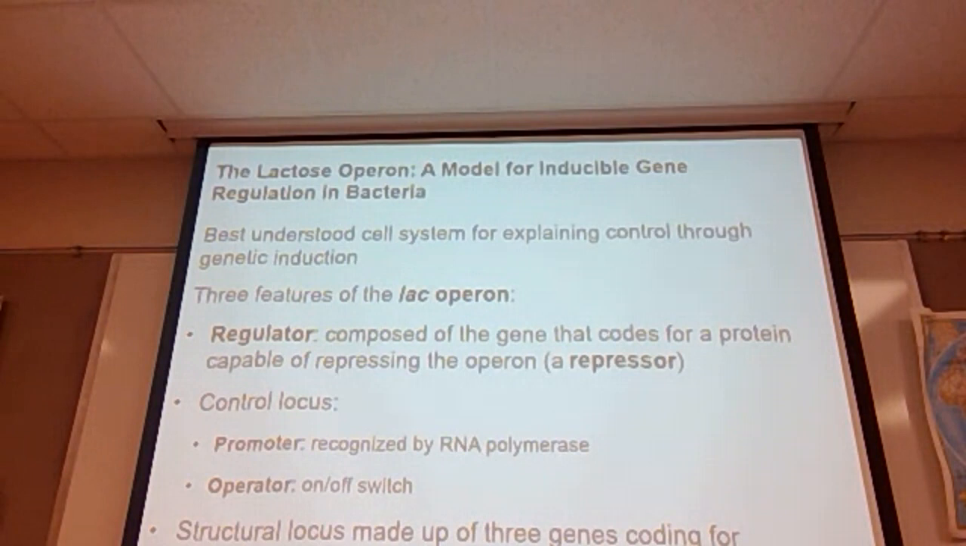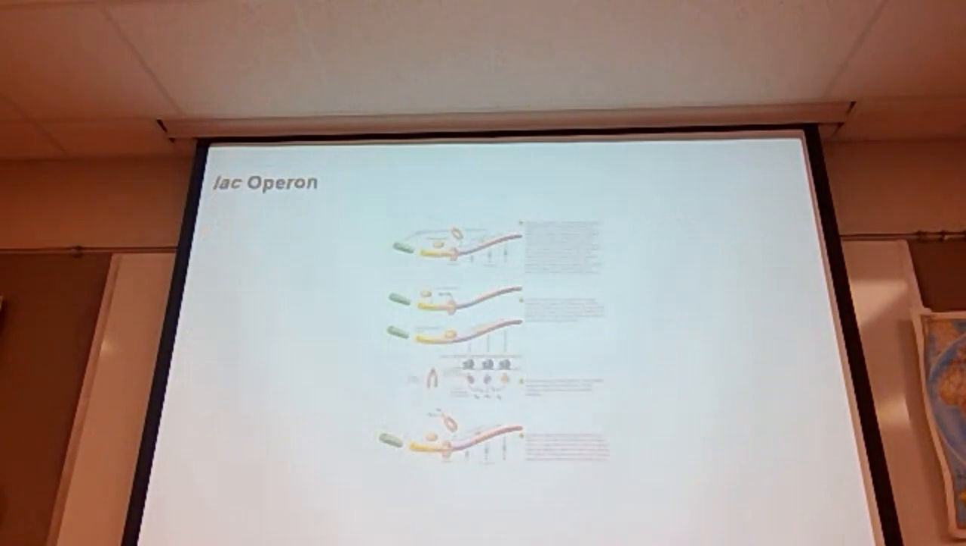It is a regulator. It's composed of a gene that codes for a protein capable of repressing the operon. That gene capable of repressing is called a repressor. The control locus has a promoter, which is recognized by the RNA polymerase, and an operator, which is the on-off switch. There is a structural locus that is made up of 3 genes that code for different enzymes needed to catabolize lactose. And here is the lactose operon.